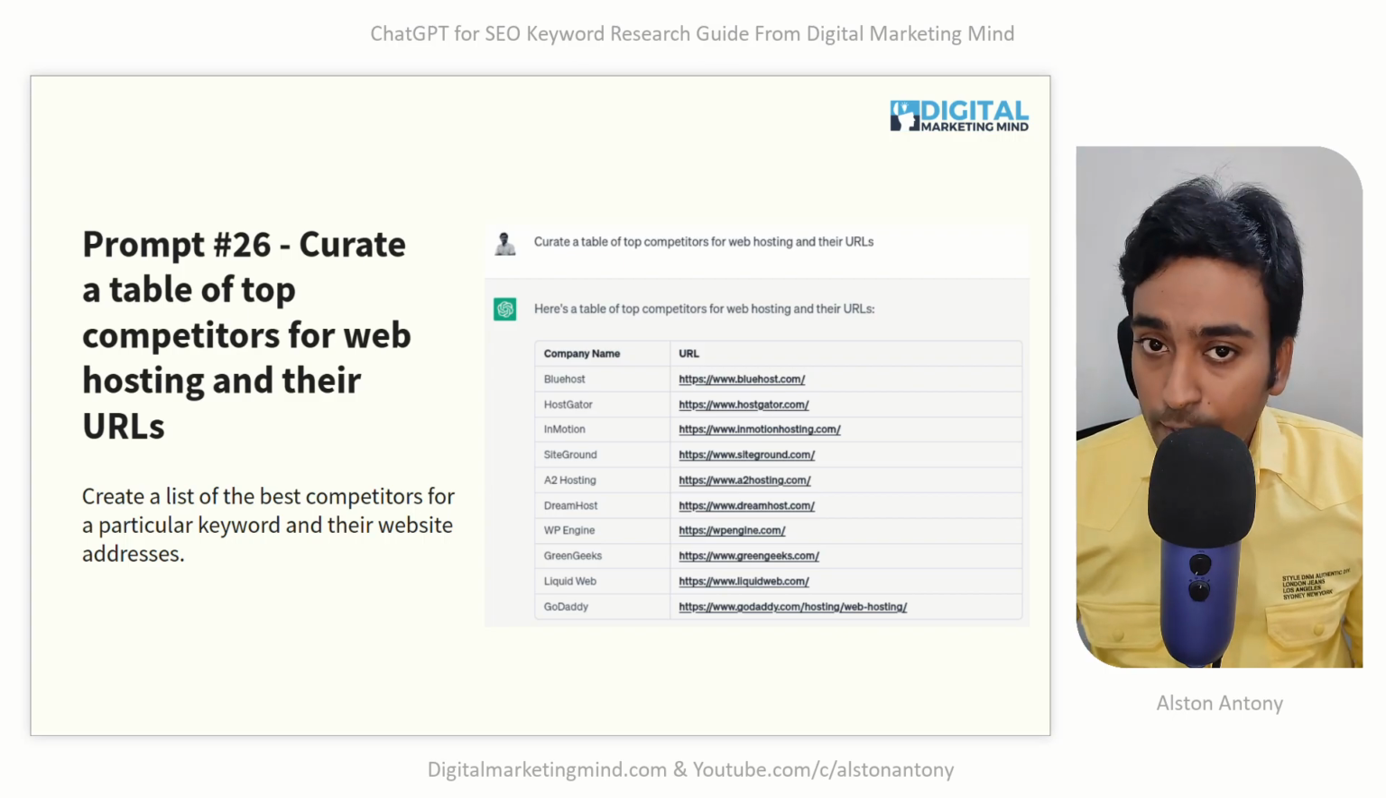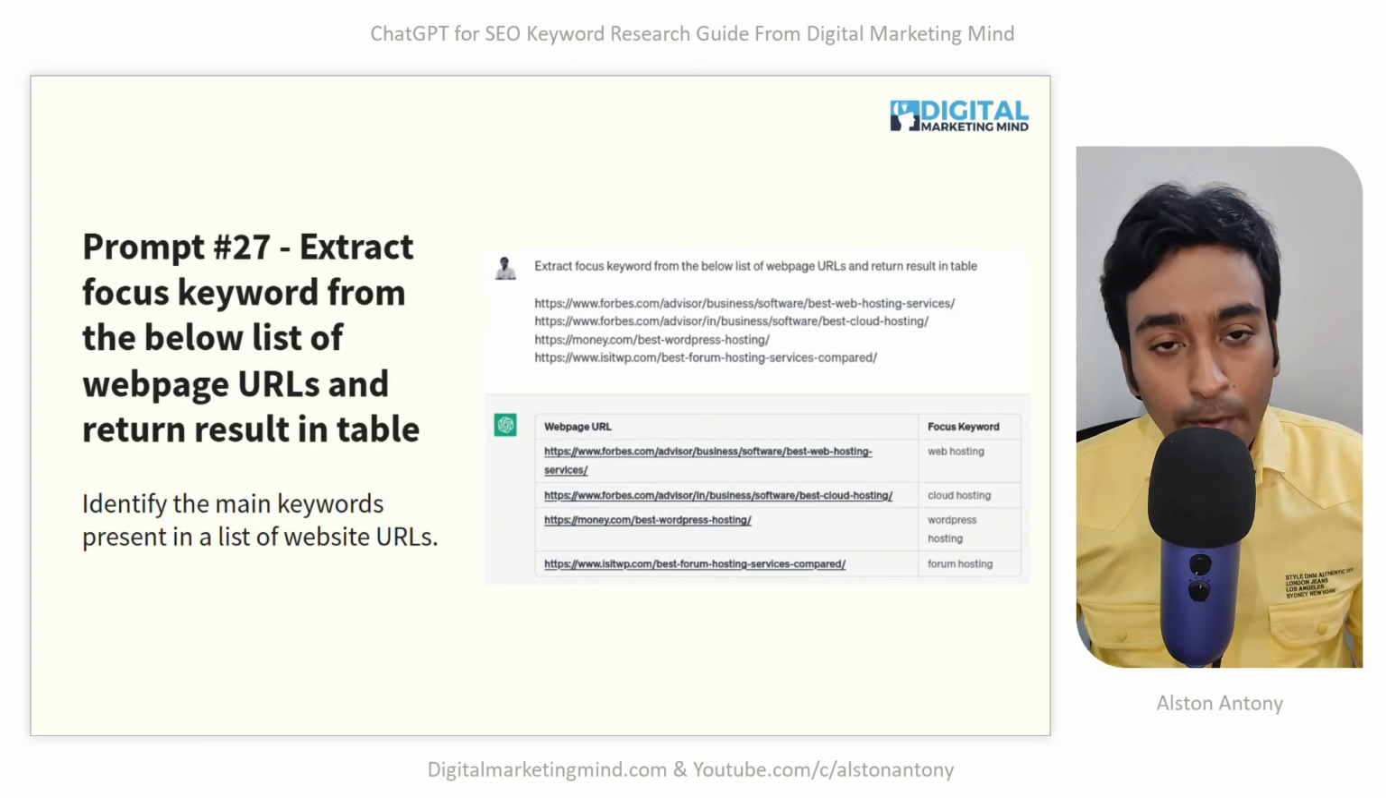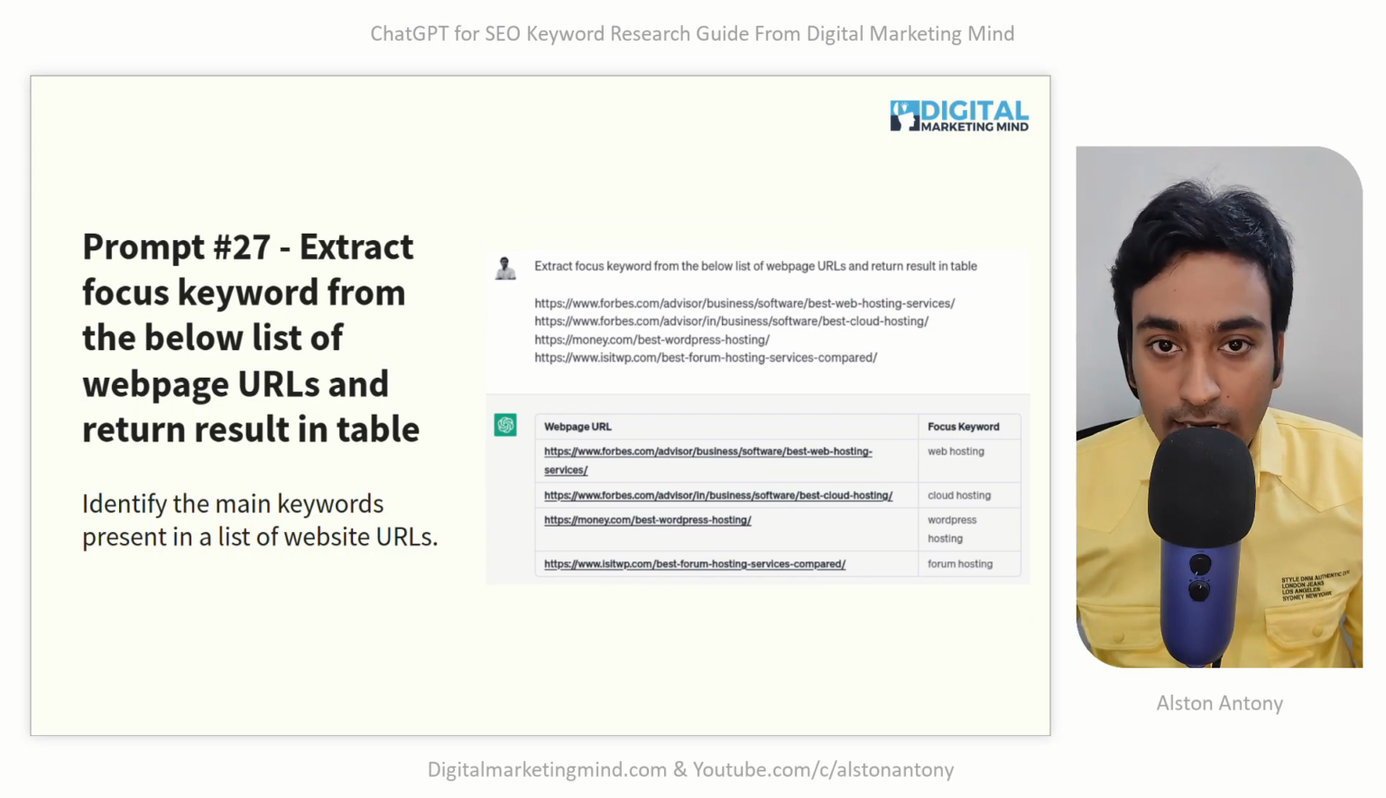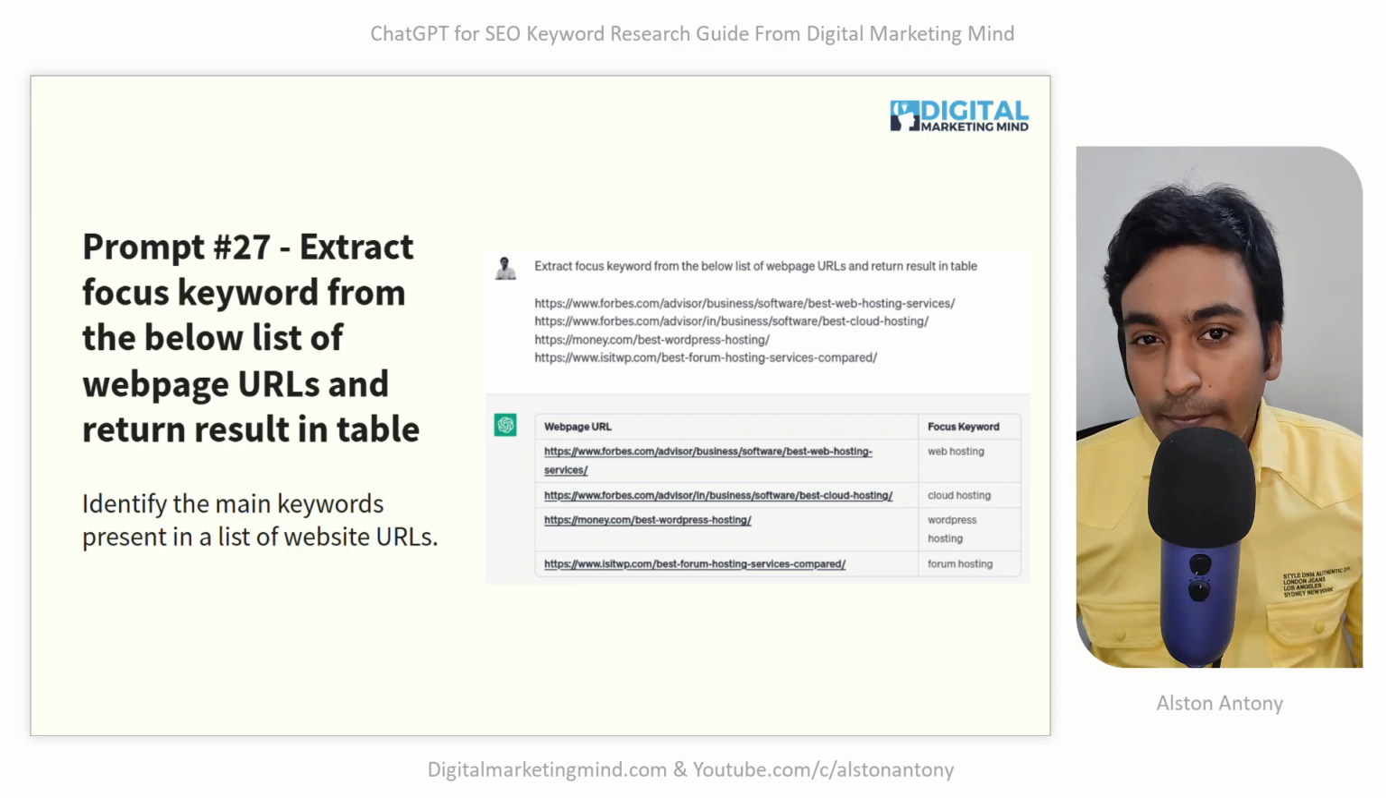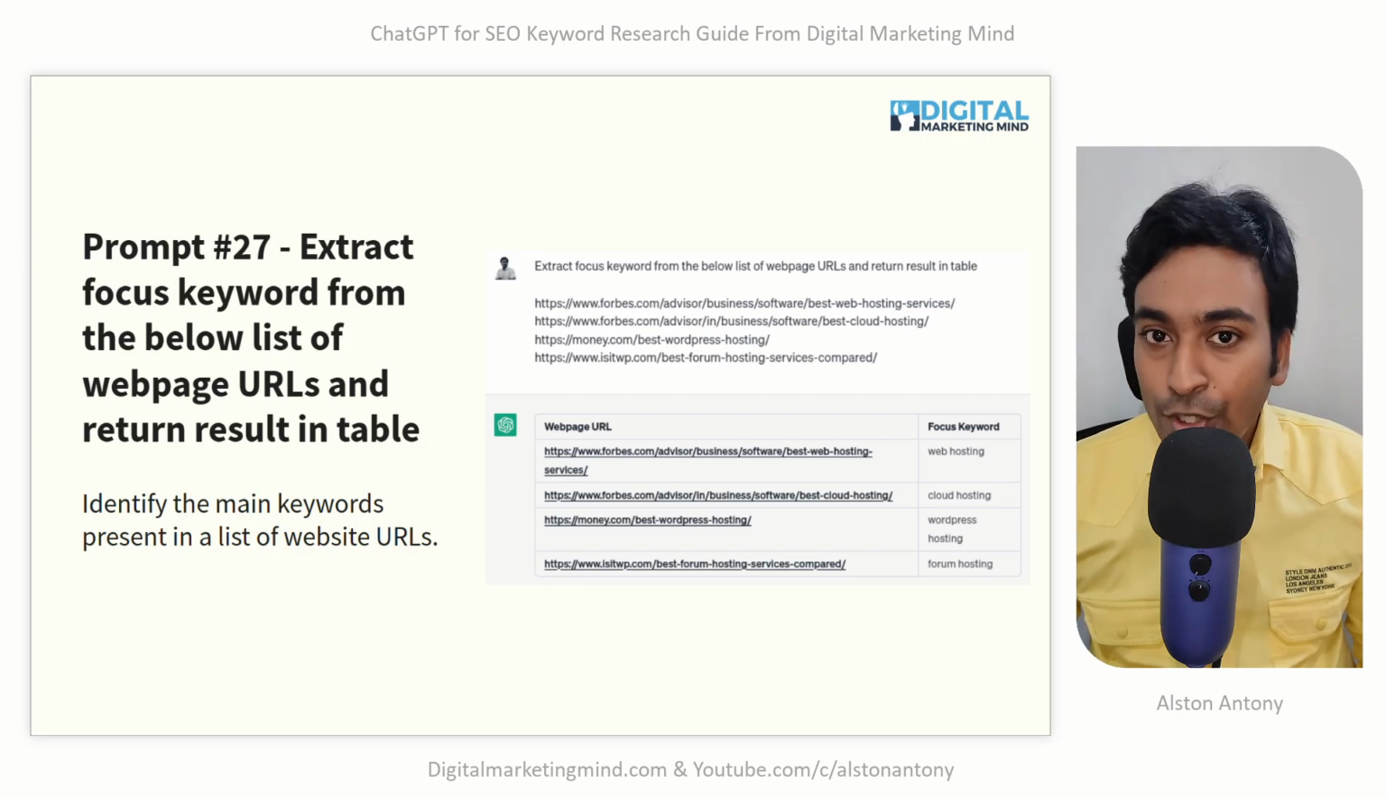If you ask for other information too, it might provide it for you as well, like meta description and title. Prompt 27: extract focus keyword from the below list of web page URLs and return the result in a table. This is another cool feature, where if you have a list of, let's say, 100 or 50 or any number of URLs, you can ask ChatGPT to be creative and come up with keyword ideas, like what these sites are focusing on from their URLs itself.